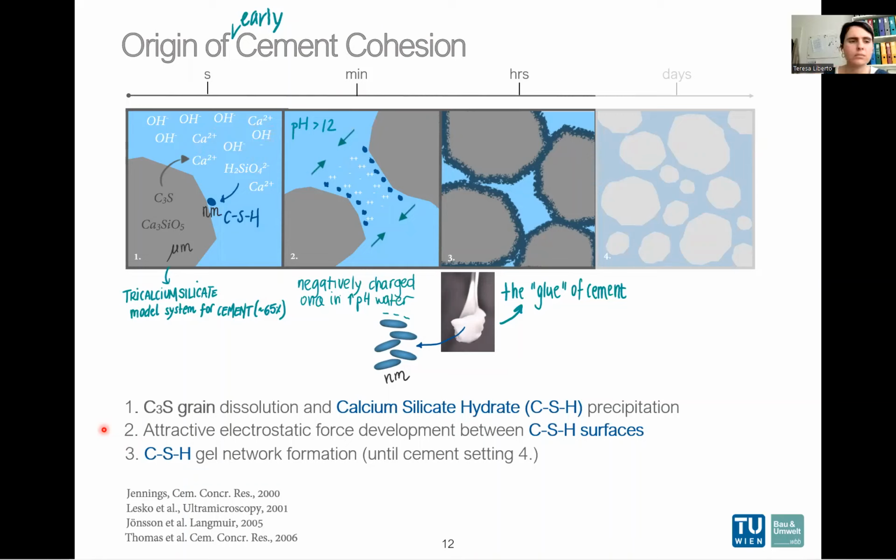Then, if we wait minutes, hours, we have a build-up of a CSH gel network, because we have a house of cards, where each one goes on top of the other. We call CSH, in fact, the glue of cement, and then we go through hardening and setting. The time window that I study with rheology is from seconds to hours after mixing.